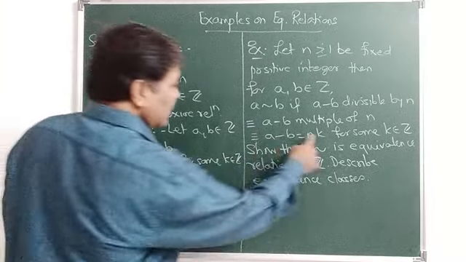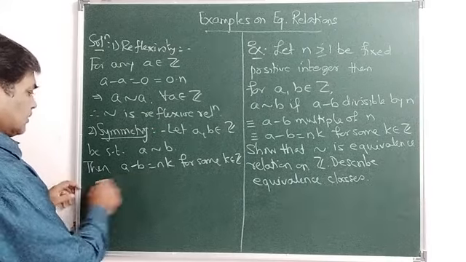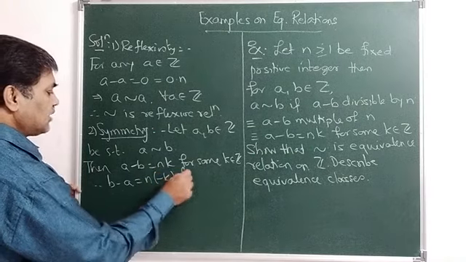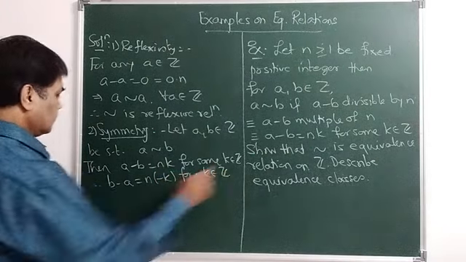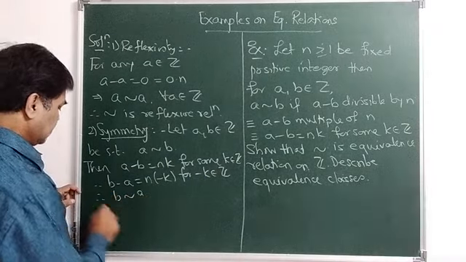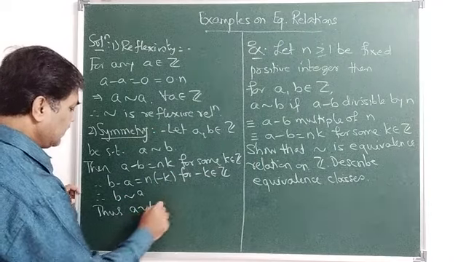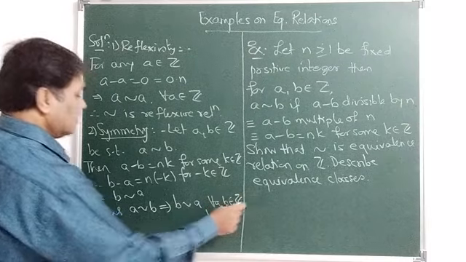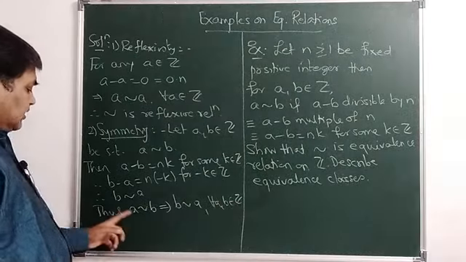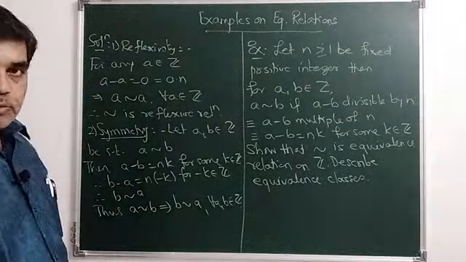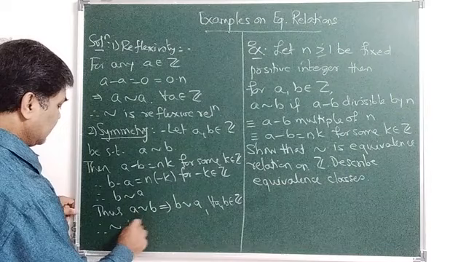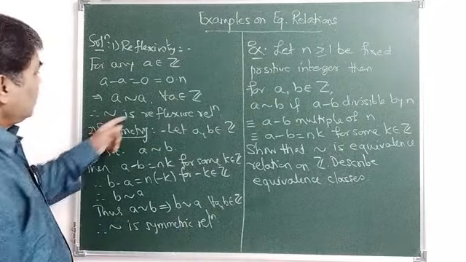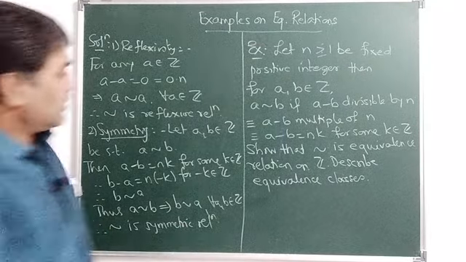Now, b minus a is equal to n into minus k, where minus k belongs to Z. Therefore b is related to a. Thus a related to b implies b is related to a for any a, b belongs to Z. Whenever we take any two elements in Z such that a is related to b, then b must be related to a. And therefore, this relation is a symmetric relation on Z. Now we have to check whether it is transitive or not.